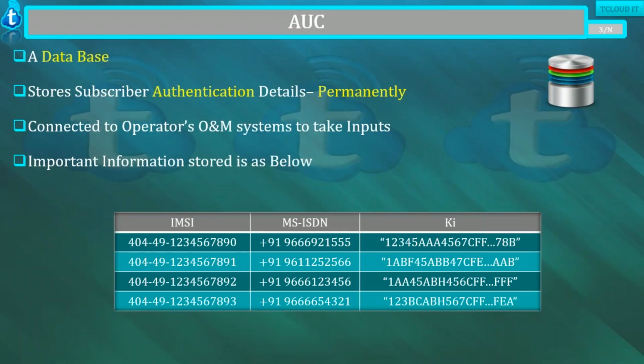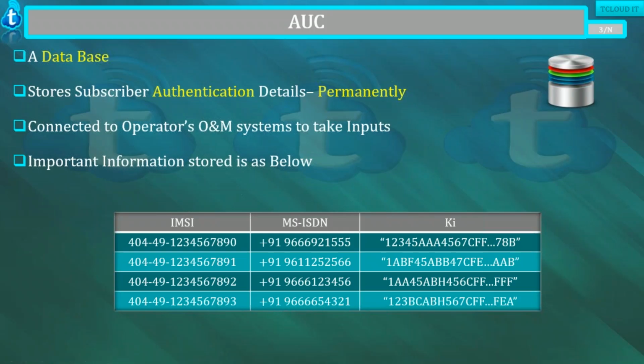But the only difference between the SIM card and the authentication center is that the SIM card has information about only one subscriber, only that user's related details. Whereas on the other hand, the authentication center would be storing IMSI number, MSISDN, and the KI of thousands and lakhs of users, thousands and lakhs of SIM cards. But one thing is damn sure: whatever key got stored in your SIM card, the same key would get stored in the authentication center.